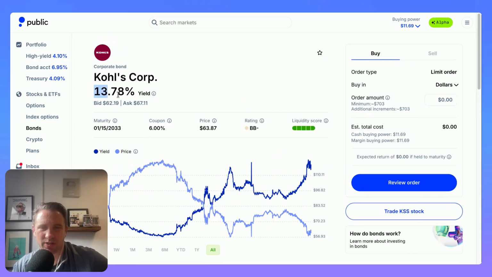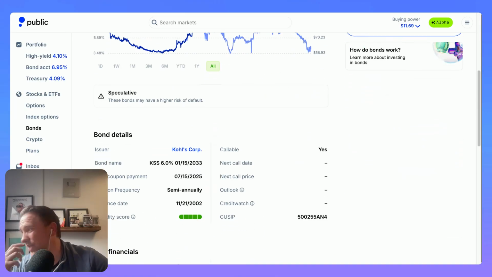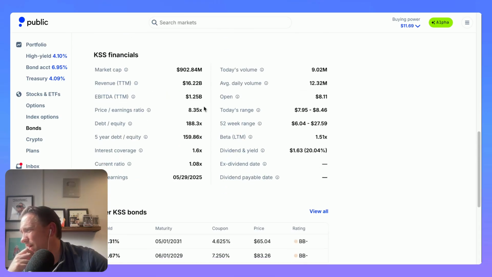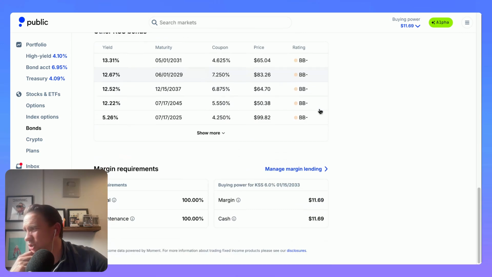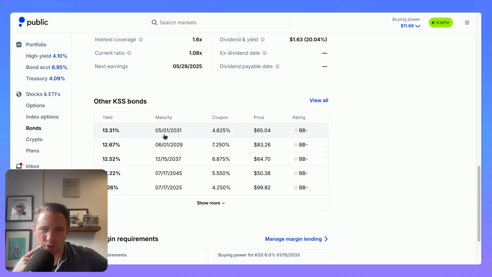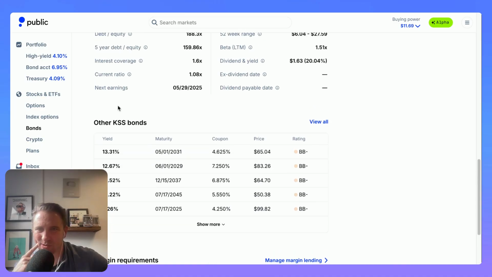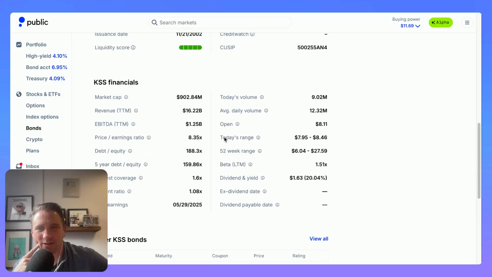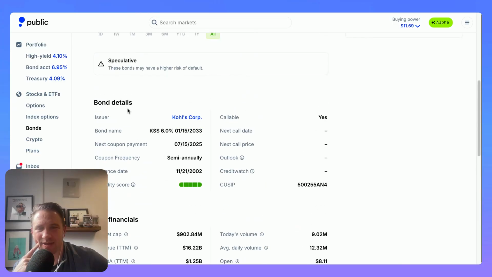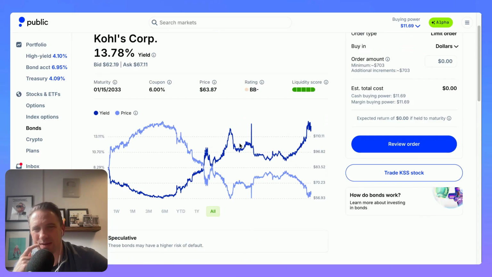So we've got our yield, our bid ask, maturity, coupon, price, rating, liquidity score. And if you scroll down the same way you had equity data, PE ratio, market cap, things of that nature, you just go deeper and deeper into the bond capabilities, margin requirements, other related bonds from KSS or Kohl's. Here's some financials to look at, and then bond details, coupon payment, all that important information.